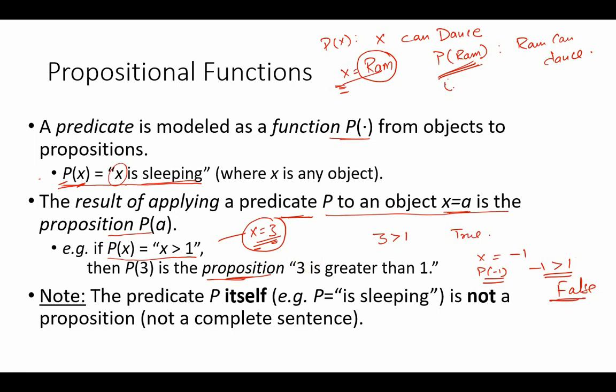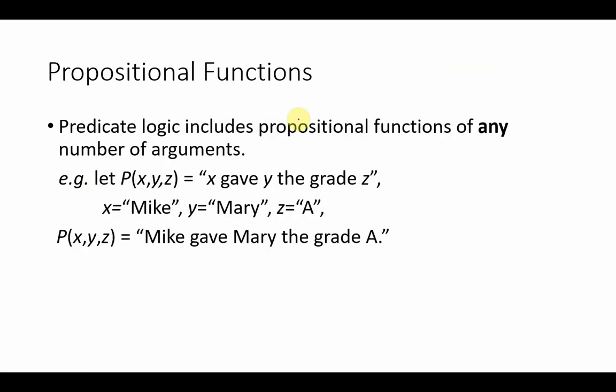Please remember, a proposition can have a truth value of either true or false. If a proposition is false, it is still a proposition. The predicate here, this is the predicate part. Now, another important point to consider is that the propositional functions or the predicates can have any number of arguments, can have any number of variables.